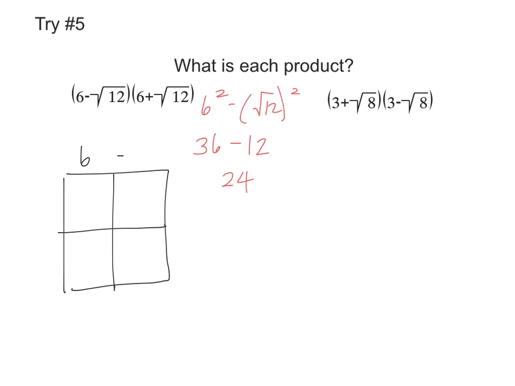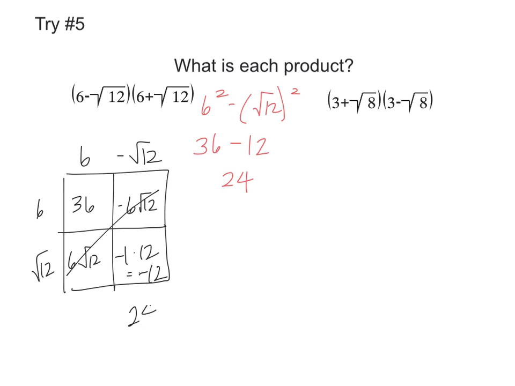So it's 6 negative square root of 12, 6 square root of 12. 6 times 6 is 36. This will give us 6 square root of 12. This will give us negative 6 square root of 12. This is going to give us negative 1, and then square root of 12 times square root of 12 is 12. Those are gone because they're opposites. This is really negative 12. And that's exactly what we said. 36 minus 12 is 24.